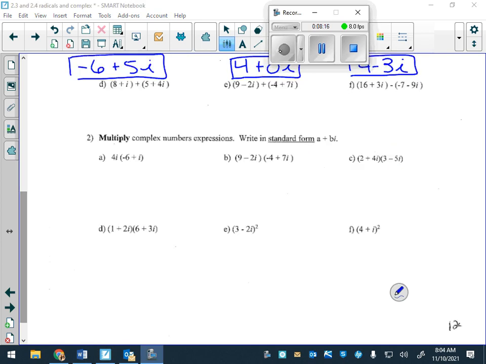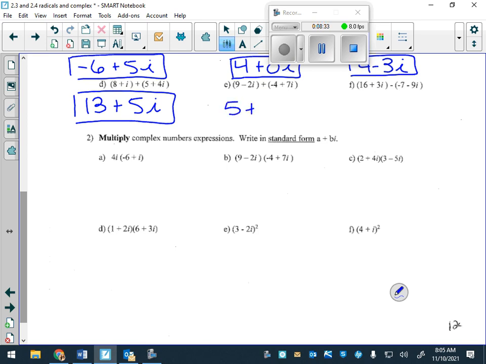Okay. All right, you guys, D. What do I have for D? Luz? Good. 13 plus 5i. Excellent. How about E? Mia? Good. 5 plus 5i. Excellent. How about F?